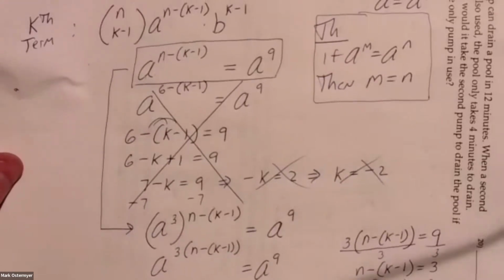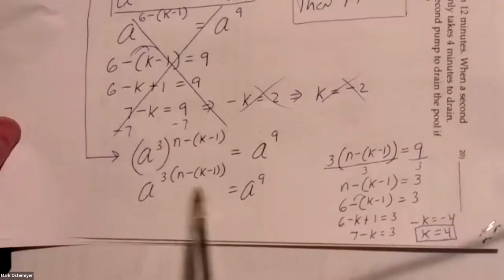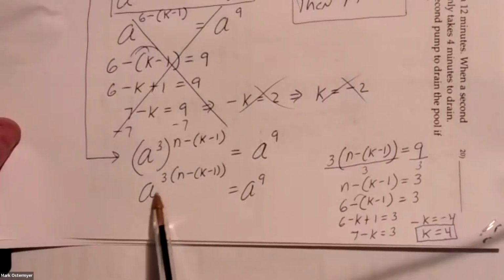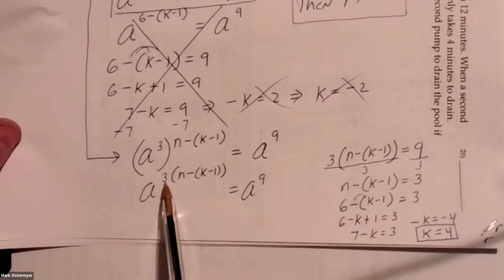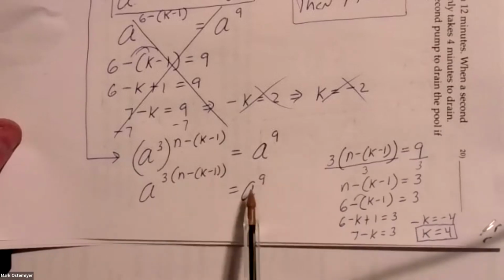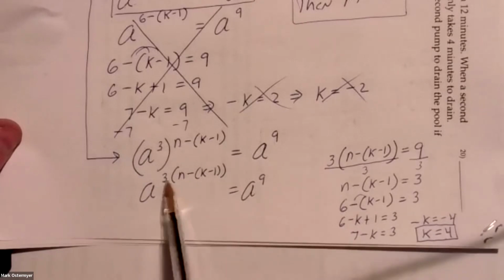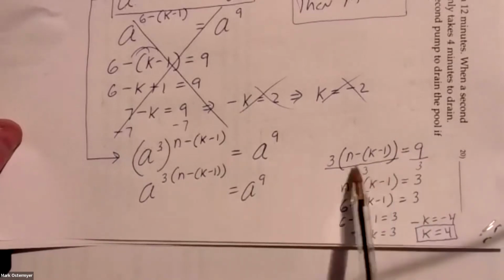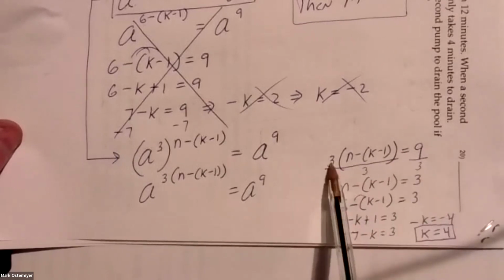Could you go back to the last page? We're on the last page. At the very bottom, I'm solving for k. So I must insist that a to the 3rd power raised to this power must be equal to a to the 9th, because that's what we're interested in. And so I equated these exponents, and then I just have to solve this equation for k. I divided both sides by 3 first to knock that 3 out, and I just solve for k.